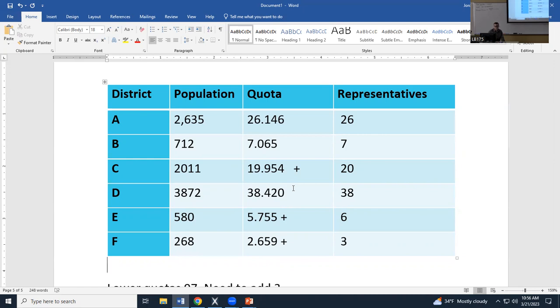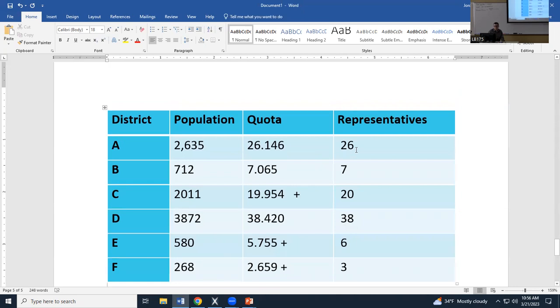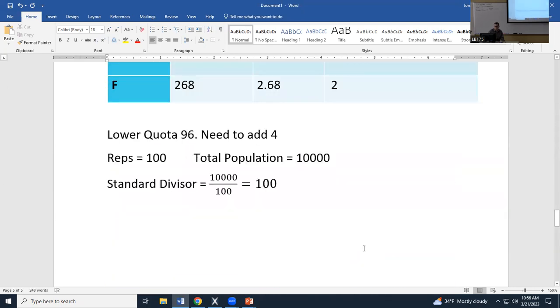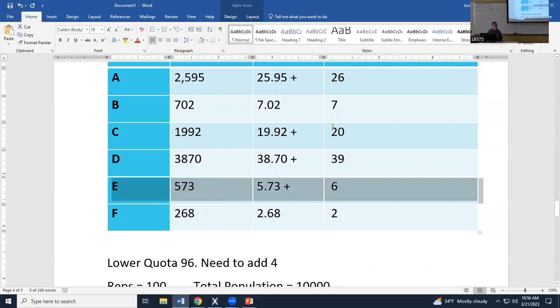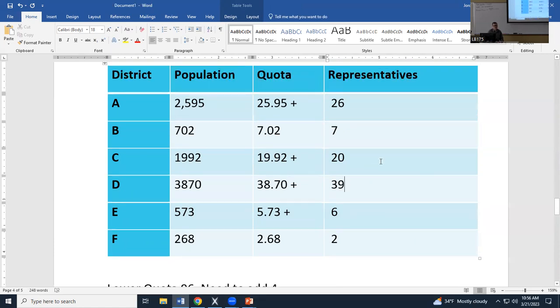Now I want you to compare this to our previous example. So we got 26, 7, 20, 38, 6, 3. Before, it was 26, 7, 20, 39, 6, 2. Notice that District D and District F swapped a person, a representative, right? District D's representatives went down by 1, and District F's representatives went up by 1. And you might think, well, that would make sense if District F gained in population and District D lost in population.